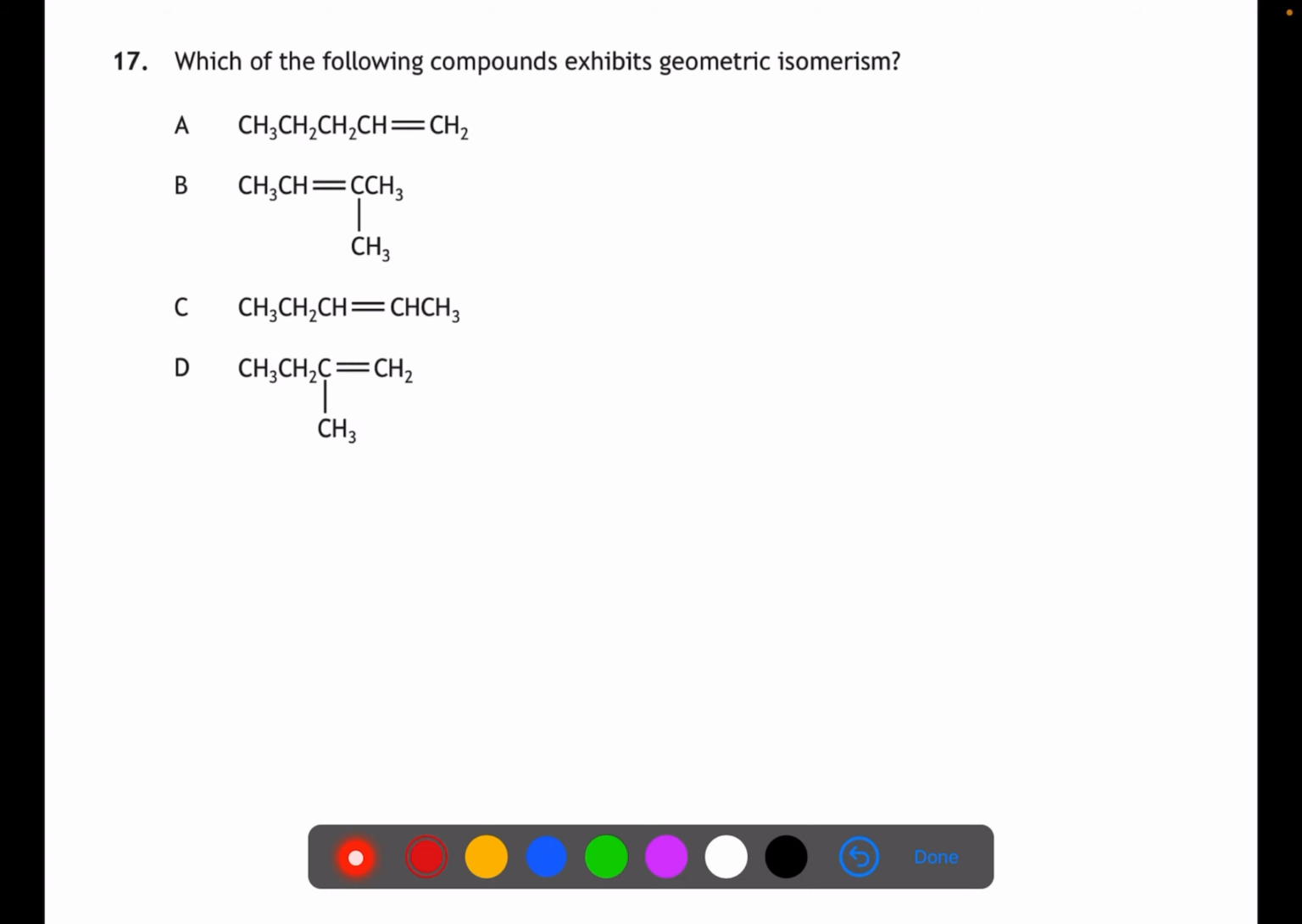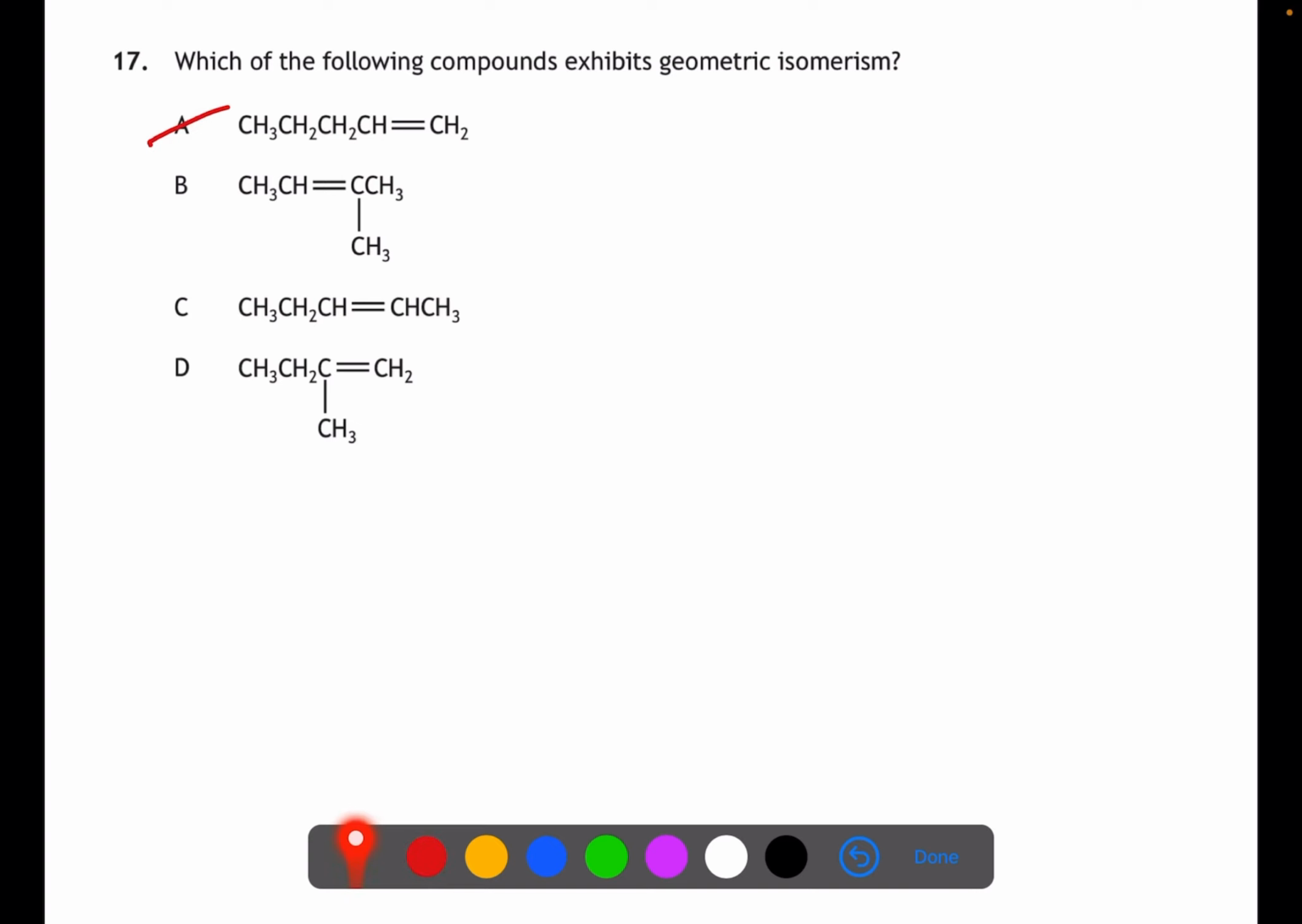Question 17. Which of the following compounds exhibits geometric isomerism? Geometric isomerism happens when you have a carbon-to-carbon double bond with different groups on either end of that carbon-to-carbon double bond. If we have a look at A, we can see that at this end of the carbon-to-carbon double bond, we have an H, and then we have this carbon group here. On this end, we have 2 H's, which means that we don't have anything which can go on either side of the double bond.